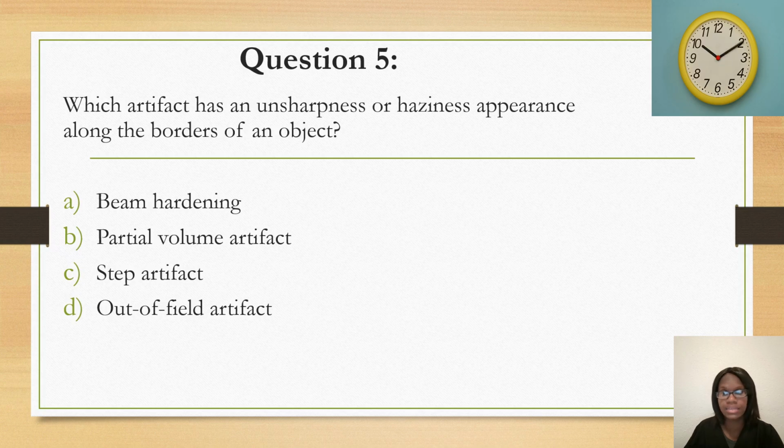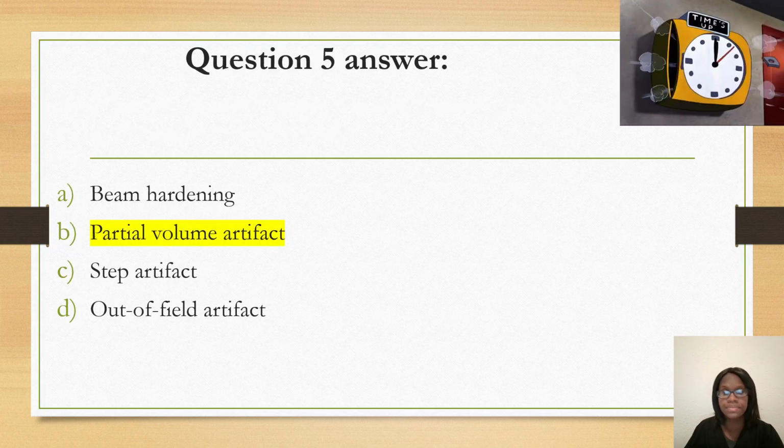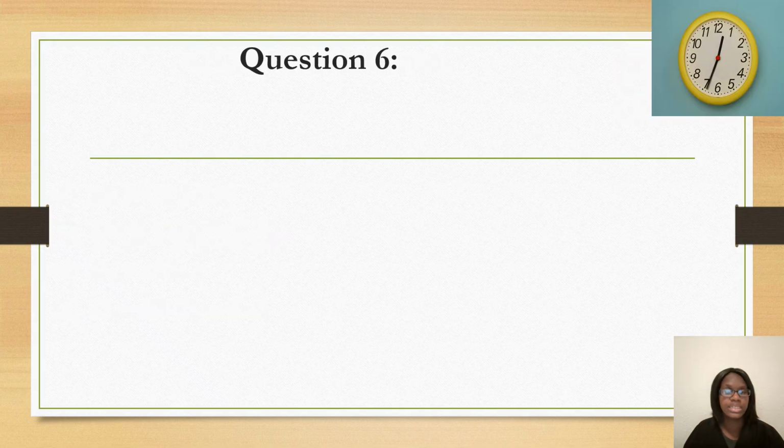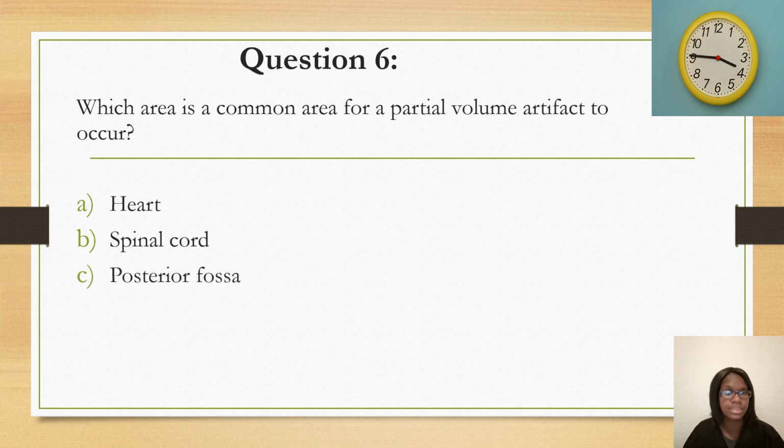All right, the correct answer is B. Partial volume artifact. Question 6. Which area is a common area for a partial volume artifact to occur? A. Heart. B. Spinal cord. C. Posterior fossa. D. Spine.